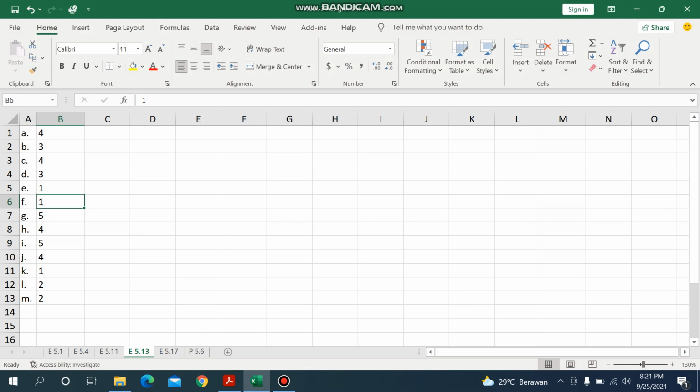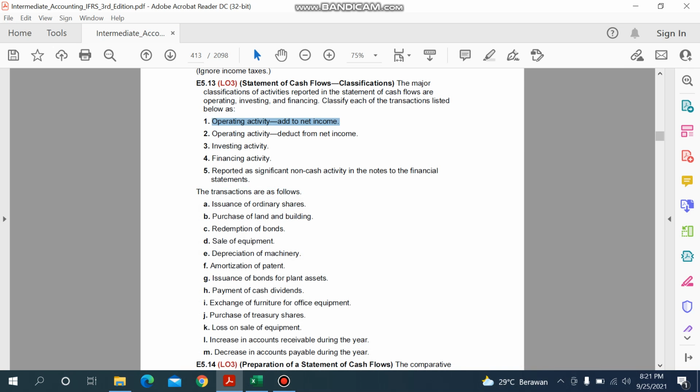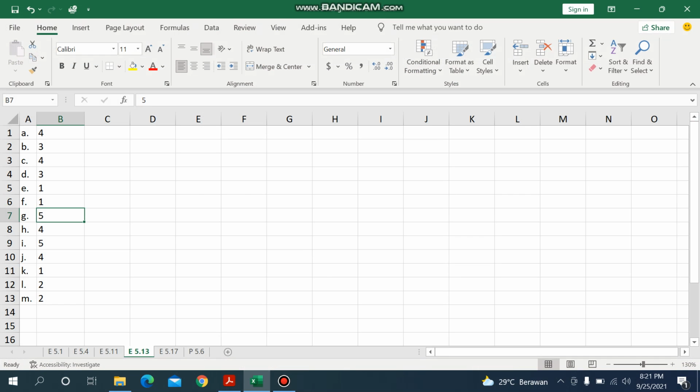And then G, issuance of bonds for plant assets. Remember, inside the statement of cash flow, it must be the transactions that are using or involving cash. So we issue bonds to purchase plant assets, so there is no cash flow. However, this is a significant non-cash activity, so it is number 5.